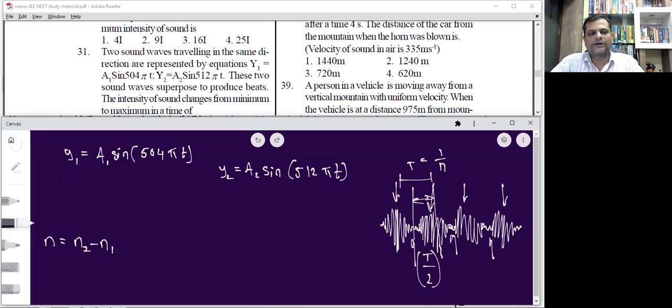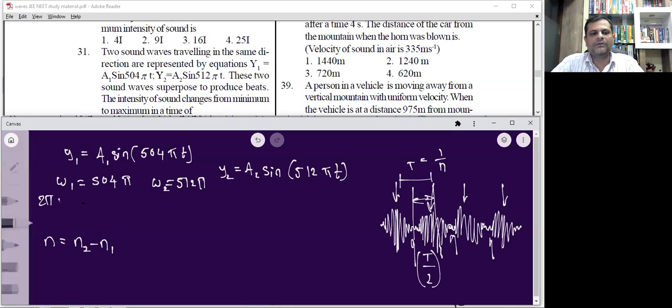Okay, so omega 1 here is going to be 504 into pi, correct hai? In the same way here, the coefficient of t in the second equation will be omega 2 here, which is going to be 512 into pi, correct hai? But already we know that this omega is nothing but 2 pi n, so we can replace it by 2 pi n1 because it is first wave. So here it will be 504 pi, correct hai? And in the same way here, 2 pi n2 will actually be equal to 512 pi, right?